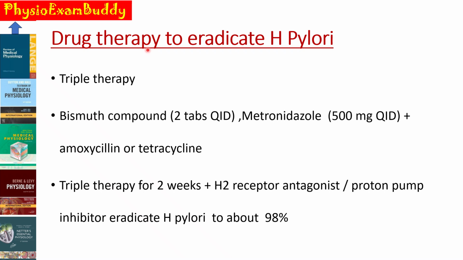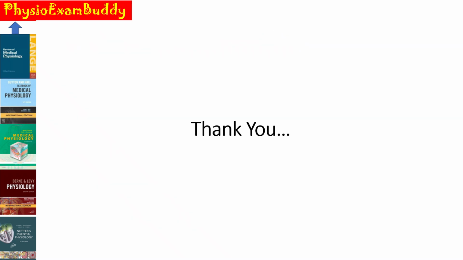And a few words about the drug therapy to eradicate the H. pylori infection. Basically, it is known as the triple drug therapy, and it includes giving bismuth compound 2 tablets 4 times daily, then metronidazole 500 milligram again 4 times daily, along with any other antibiotic like amoxicillin or tetracycline. And this triple therapy is usually given for 2 weeks along with an H2 receptor antagonist or proton pump inhibitor, which will eradicate the H. pylori infection to almost 98%. So that is about the peptic ulcer.